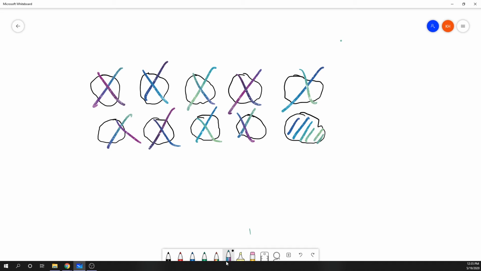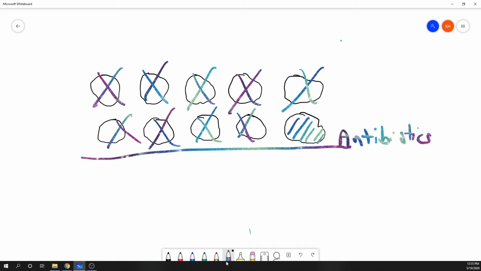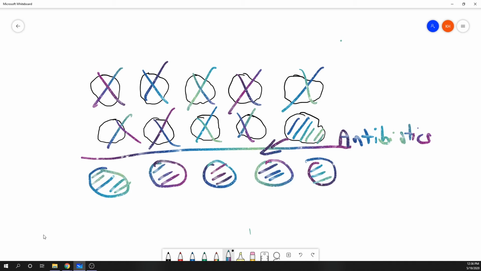So what would happen in the next generation? If we have a selective force of the antibiotics, the antibiotic-resistant bacteria will be the only ones to survive and pass on their genetic information to the next generation. Now the population is predominantly resistant bacteria.